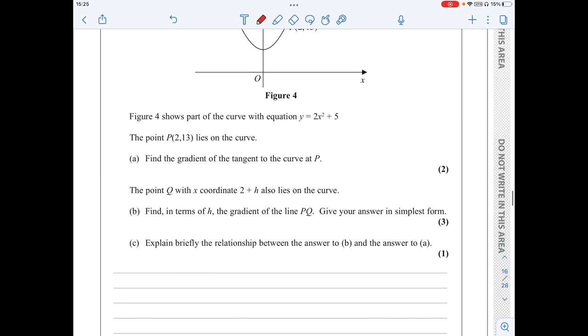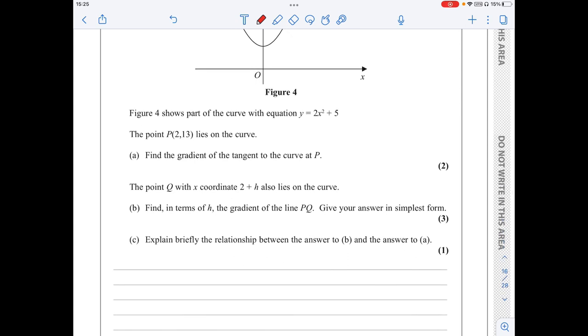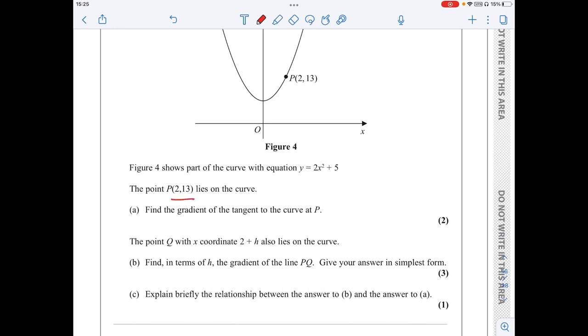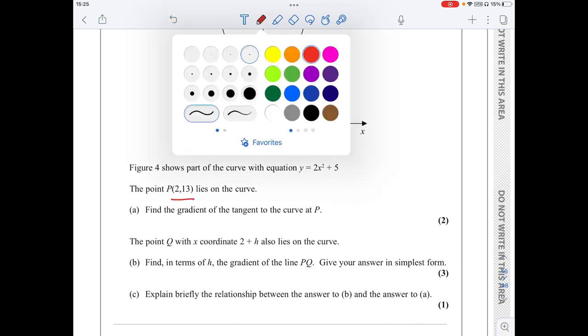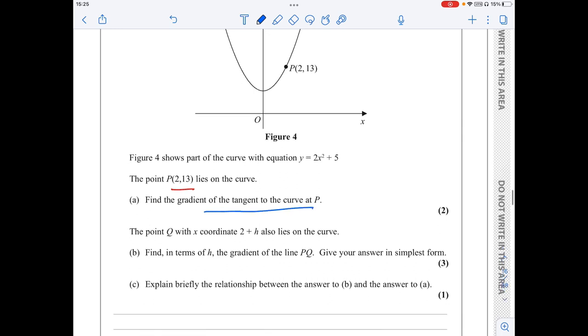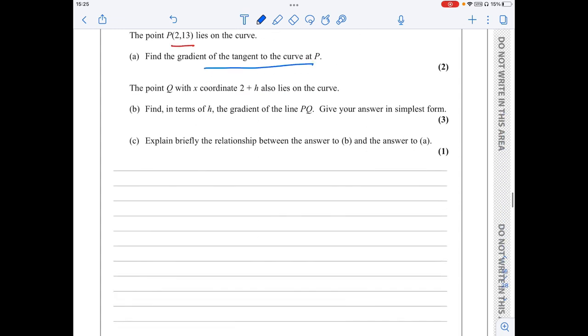Question number 7. The figure shows part of a curve with equation y equals 2x squared plus 5. The point P (2, 13) lies on the curve. Find the gradient of the tangent. So I find dy by dx equals 4x. So the gradient is going to be 4 times 2, which is 8.